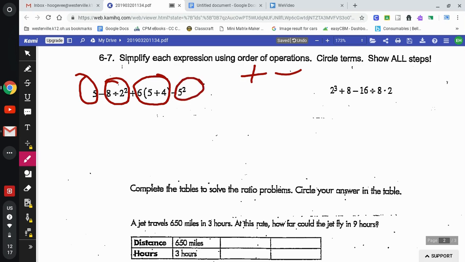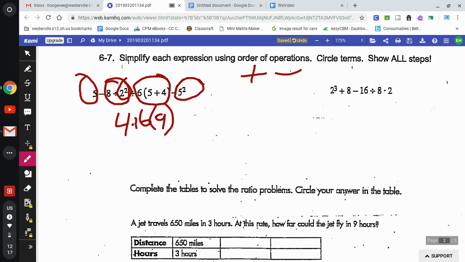So we're doing PEMDAS, parentheses, exponents. So we'll look at the parentheses first. We have 5 plus 4. So that is 9. We'll keep that in parentheses. Now, that's just a multiplication problem, so I'll skip to my exponents. I have exponents here. 2 squared, that means 2 times 2, which is 4.